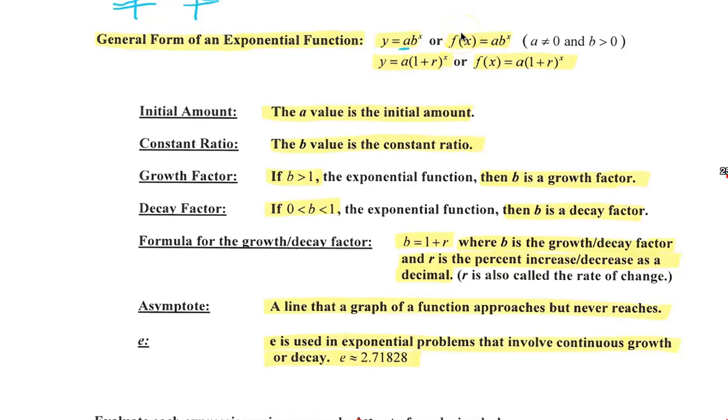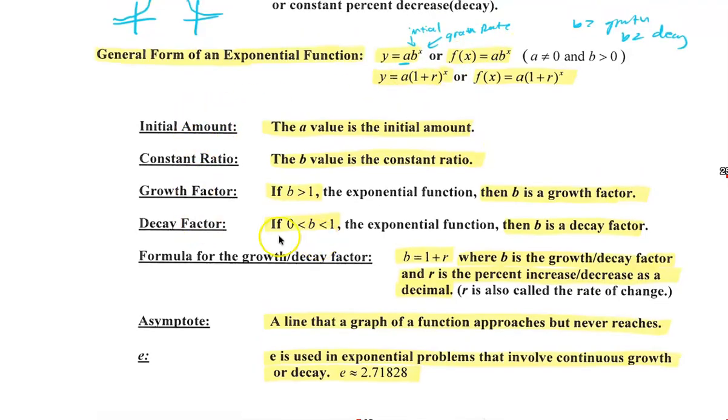A is our initial amount, and B is our growth rate. If B is bigger than 1, it's a growth. If B is less than 1, it's a decay, between 0 and 1. So that's all this up here, right? Initial amount, constant ratio, growth factor, decay. We haven't talked about this yet.